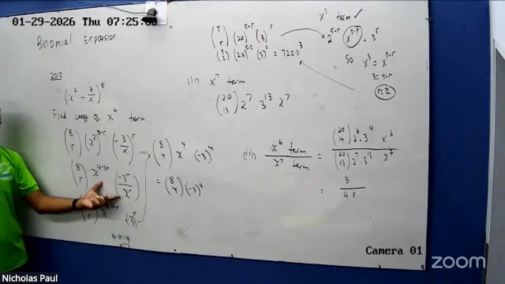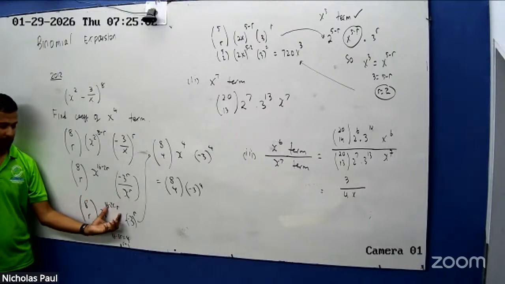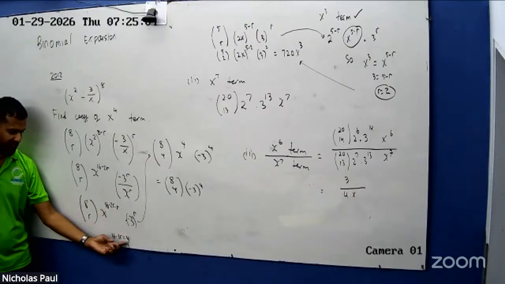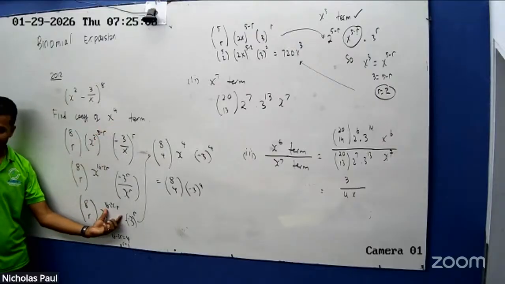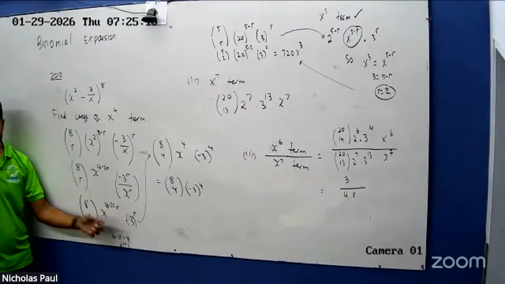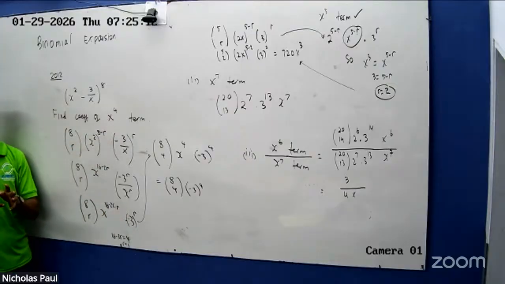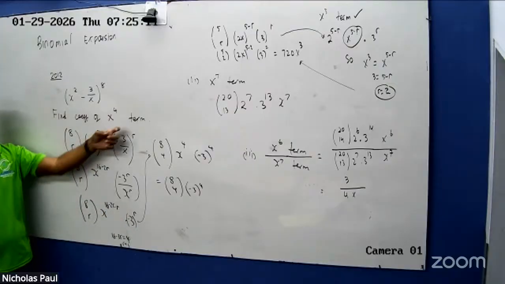I just bring the x's together and simplify. And I know that this power here has to be the power of 4. So I know that this has to simplify to 4. So if they give you a question, bring your x's together, and you know the power has to be whatever they ask you here.